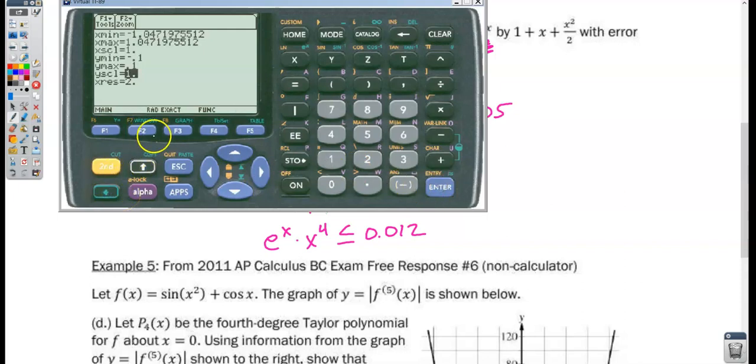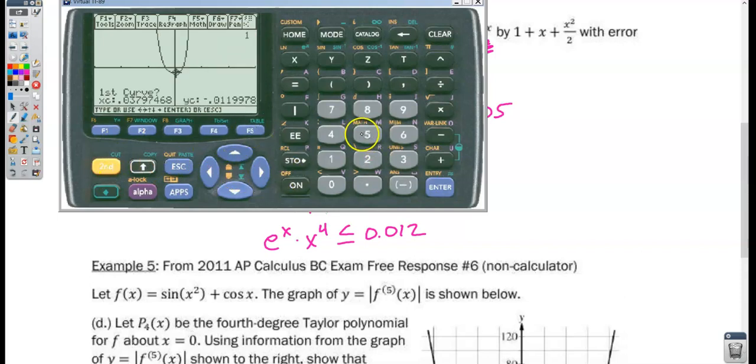And I'm going to take my x values a little wider. Let's go from negative 3 to 3. Hopefully I catch this place where it crosses. There we go. All right, now we want the right endpoint, so we want this right-hand intersection point.